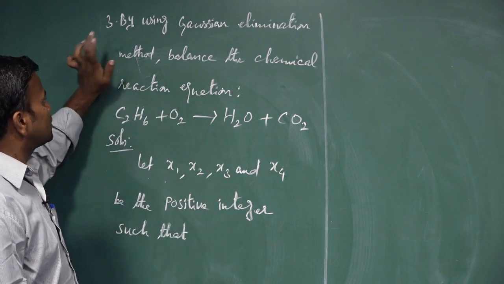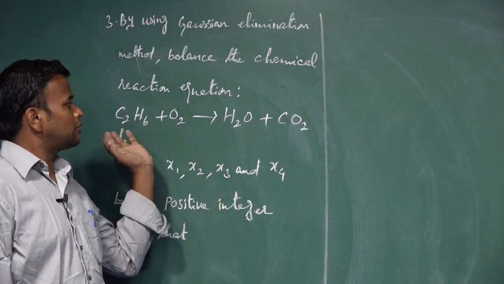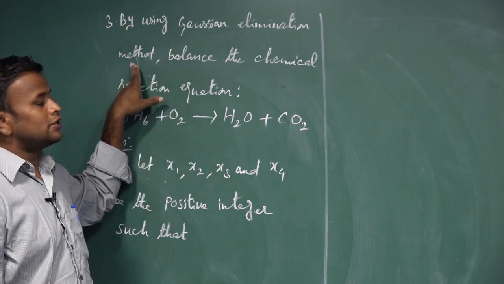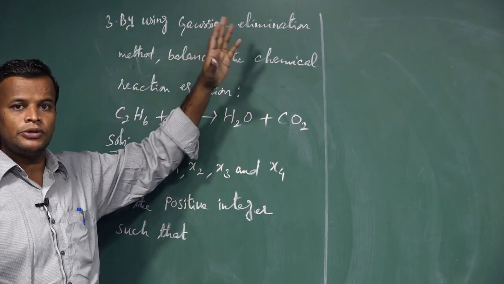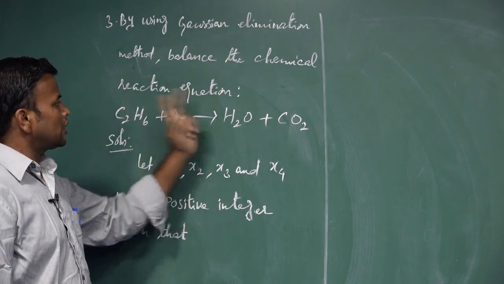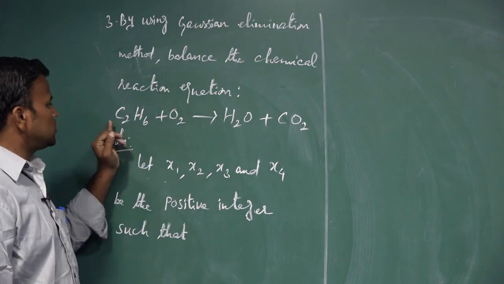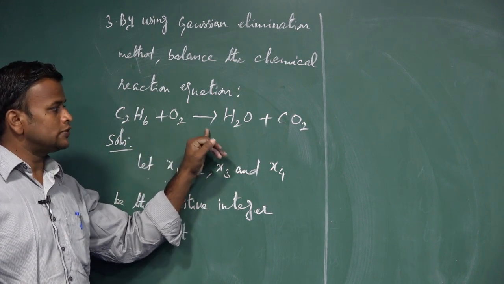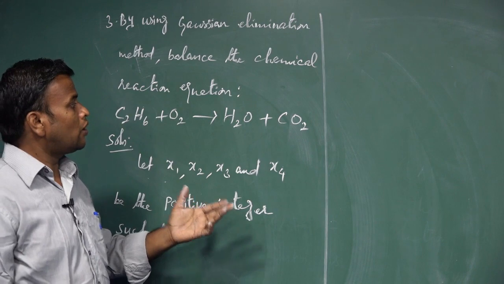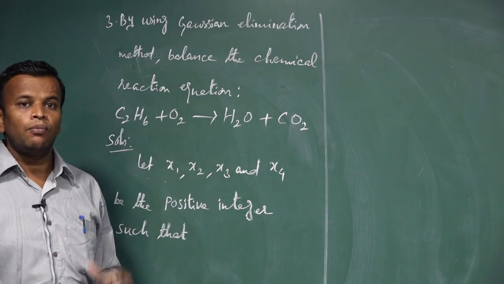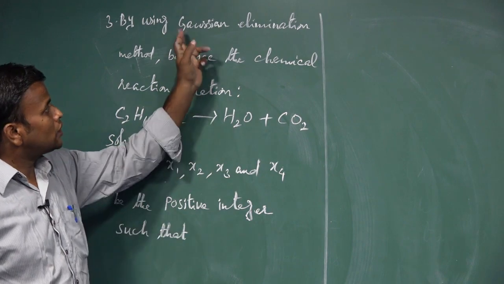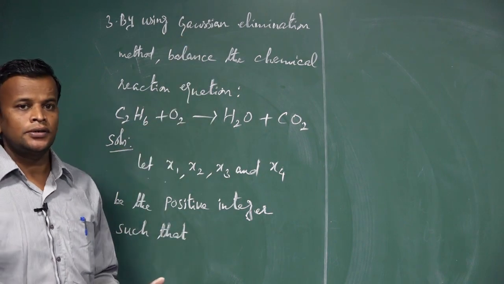Now you see the third one, using some chemical equation. By using the Gaussian elimination method, you remember the Gaussian elimination method is nothing but a rank method. Balance the chemical equation: C2H6 plus O2 gives H2O plus CO2. You know very well how to balance a chemical equation, but now we balance this chemical equation by using the Gaussian elimination method.